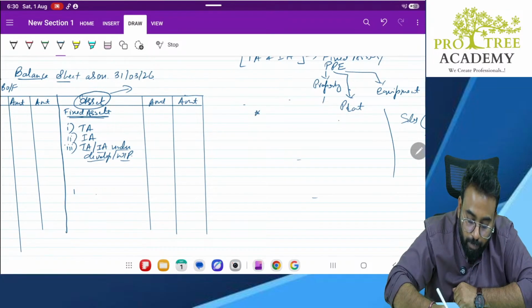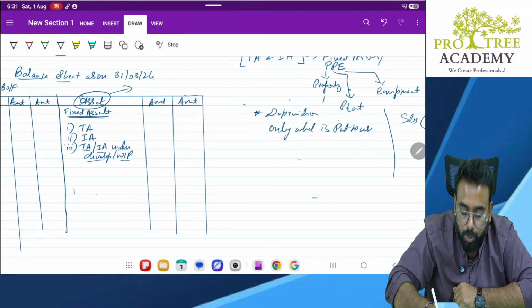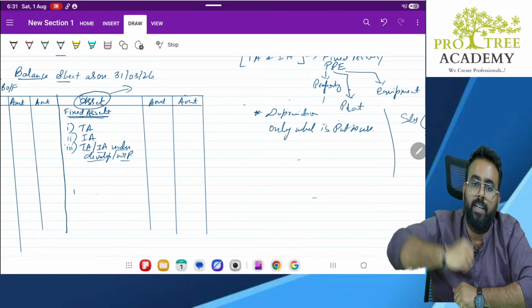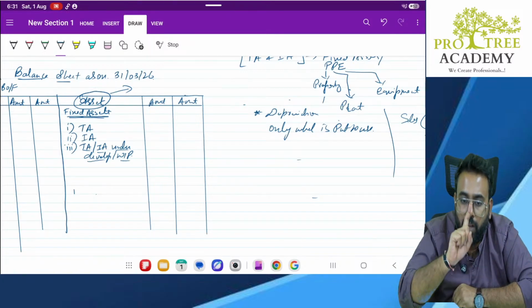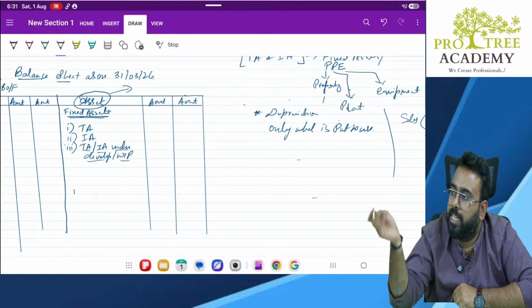One more point you remember, depreciation is charged only when the asset is put to use. Sir, what do you mean by put to use, sir? That means the building is being constructed. Can we start charging the depreciation from this year only? Answer is no. Depreciation can be charged only when the asset is put to use.